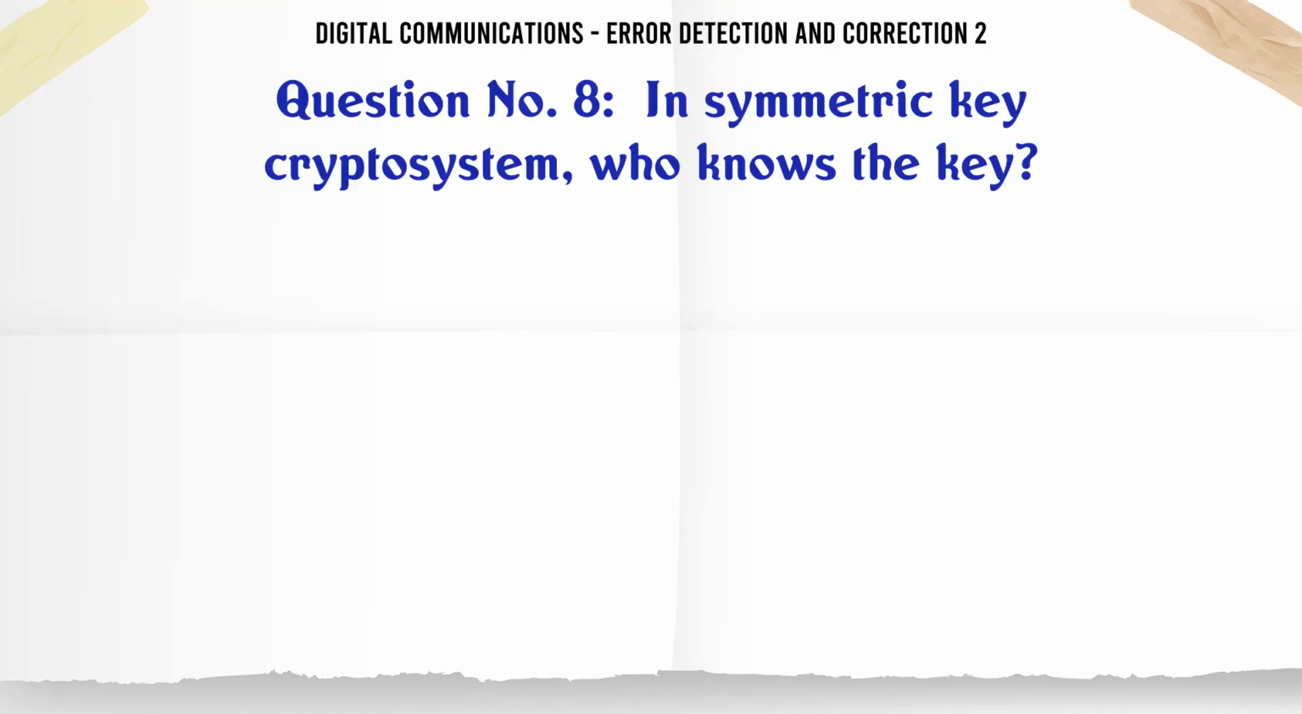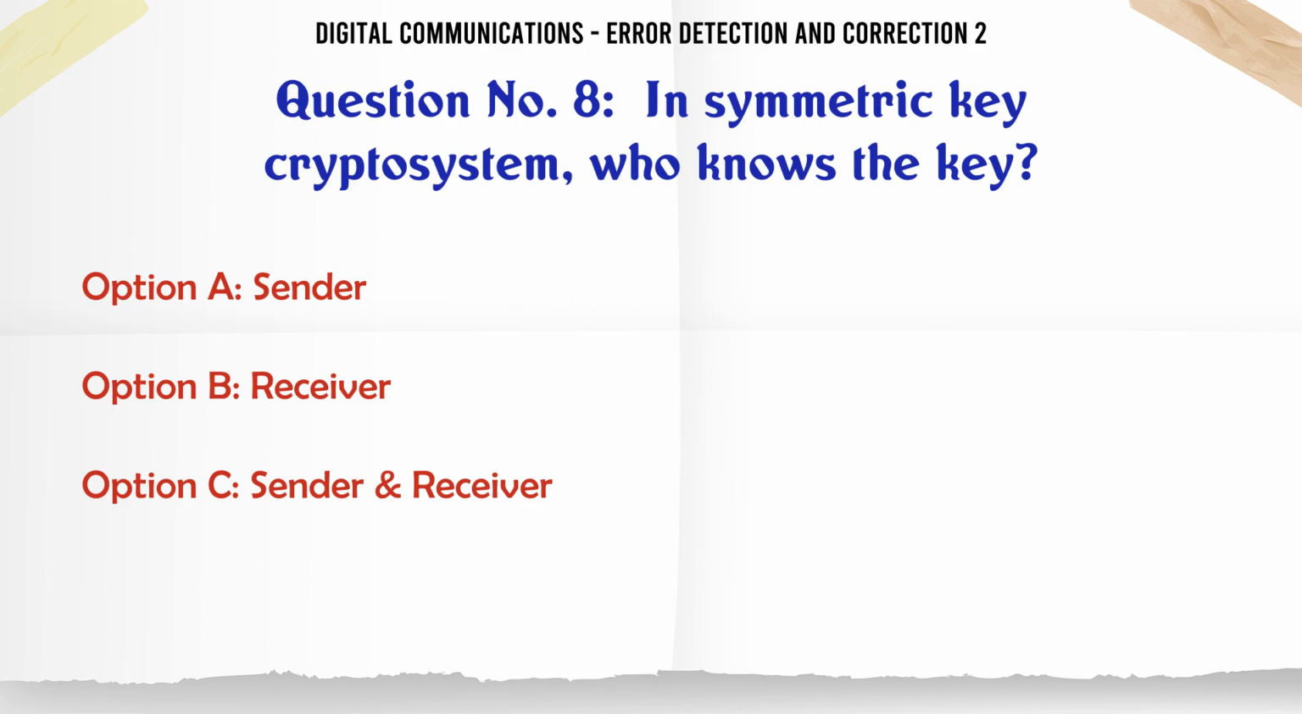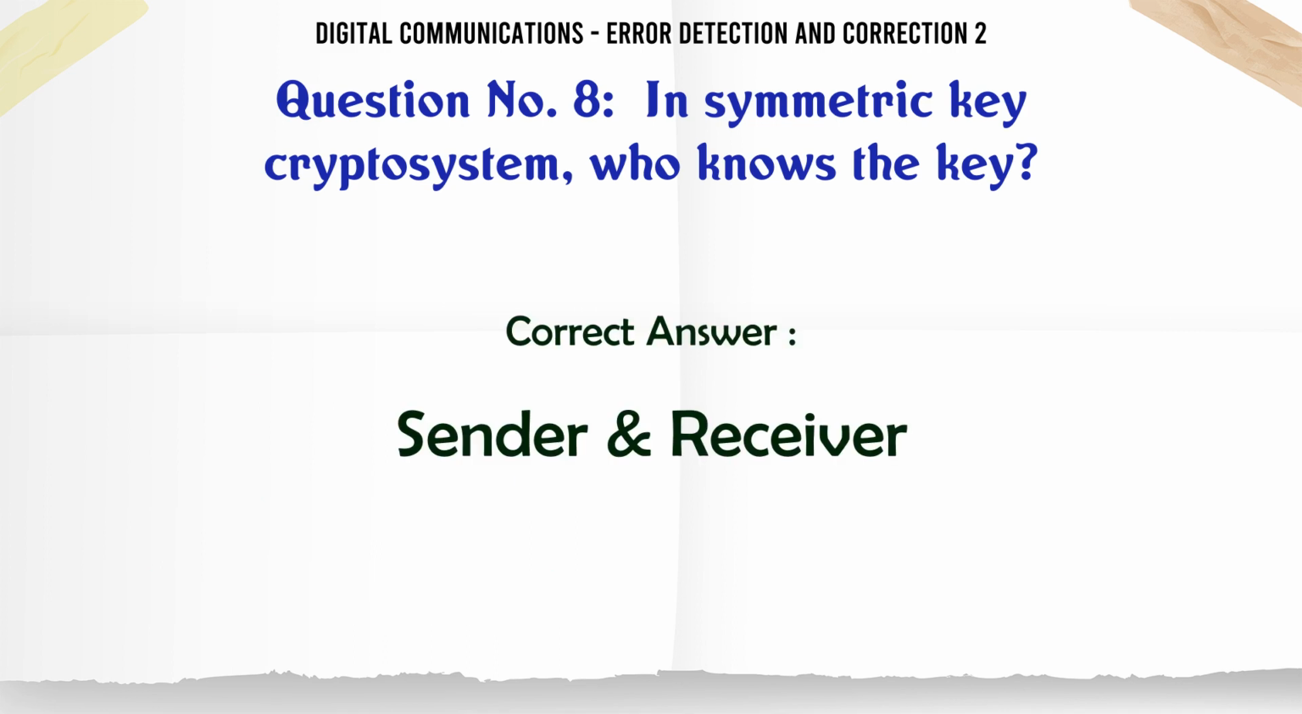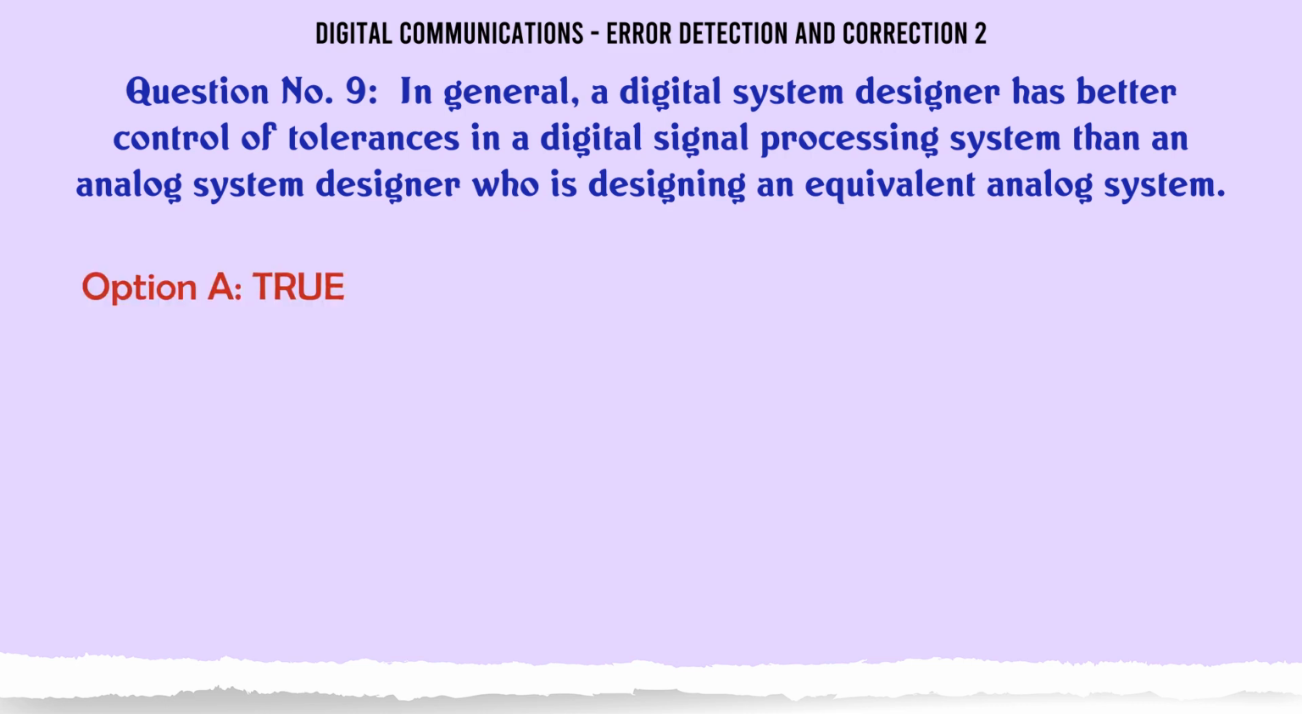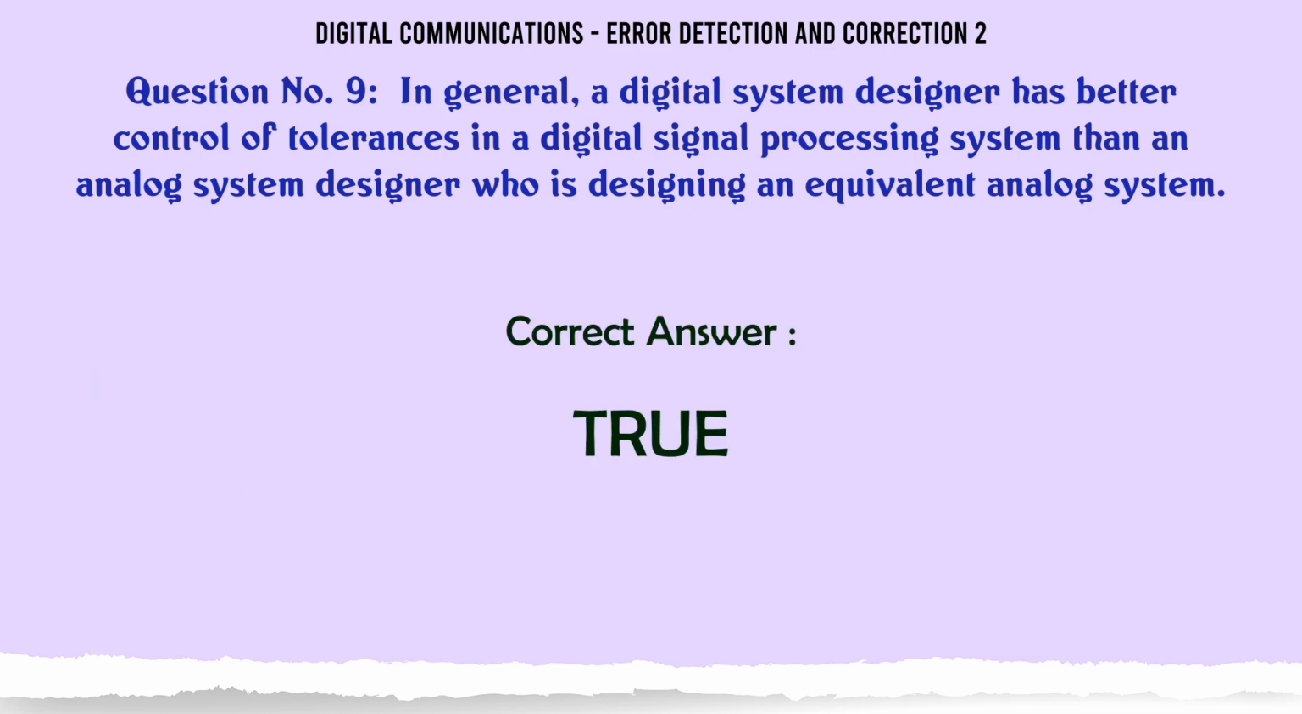In symmetric key cryptosystem, who knows the key? A. Sender. B. Receiver. C. Sender receiver. D. None of the mentioned. The correct answer is sender receiver. In general, a digital system designer has better control of tolerances in a digital signal processing system than an analog system designer who is designing an equivalent analog system. A. True. B. False. The correct answer is true.